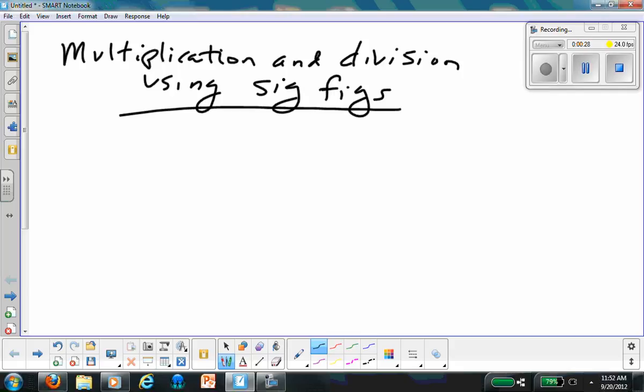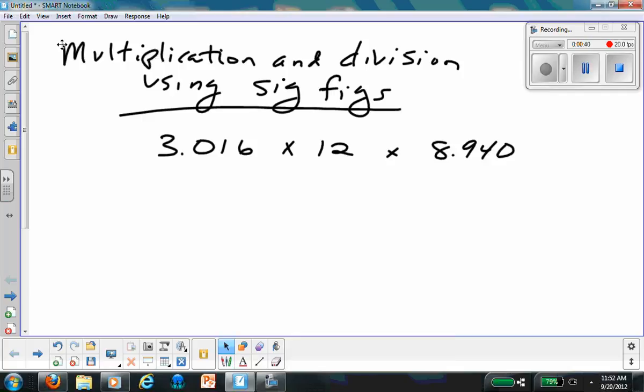If I have 3.016 times 12 times 8.940, can you do that on the calculator for me? And then one person, raise your hand and give me the answer once you have it on the calculator. Yes, Max. What do you got? 323.55.